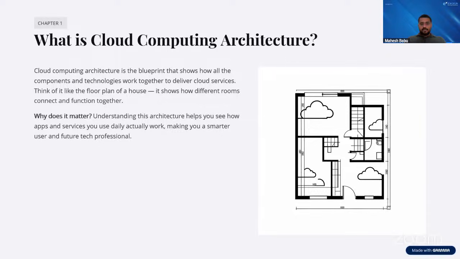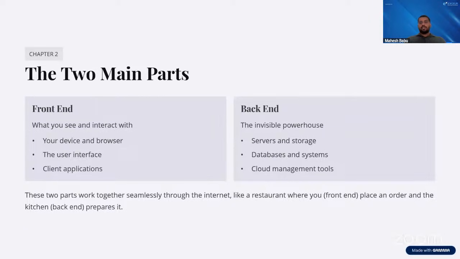So why does it matter basically? Why is architecture important? Because you should understand the flow between the customer and the service provider, how the communication is happening between them, and that's why it's very important. See, there are two main parts over here, the front end and the back end.